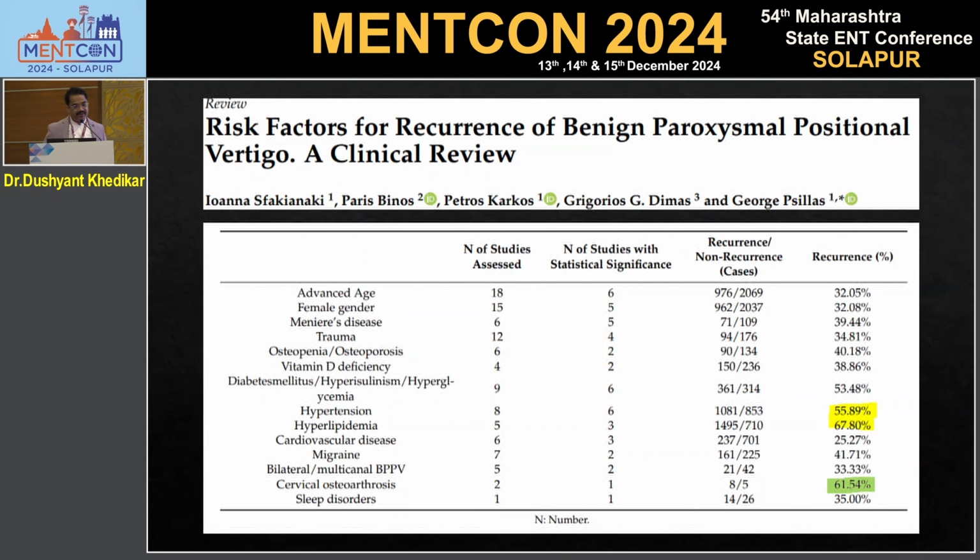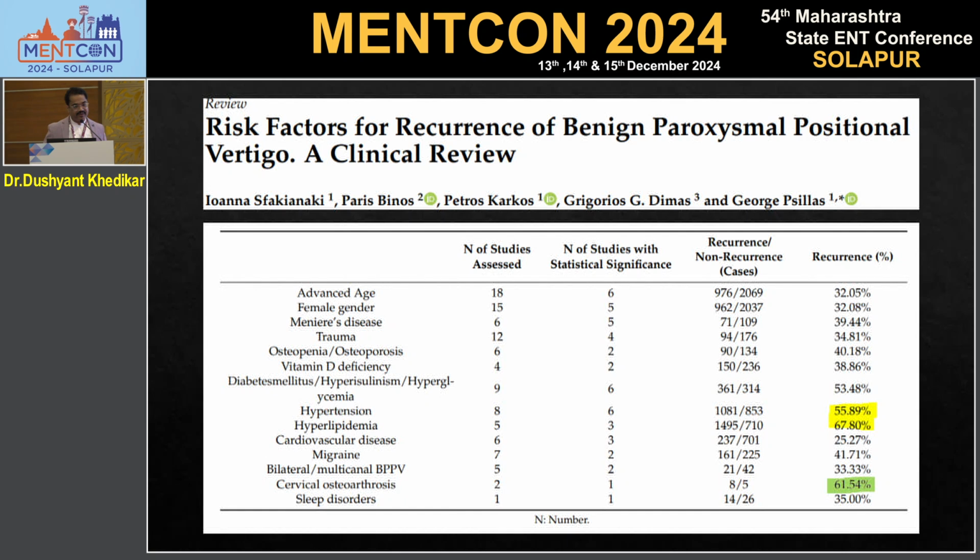So now this was a mega review. Almost 40 odd studies were included in this review, and more than 13,000 patients were examined. What was seen is that the most common causes of recurrences were hyperlipidemias, hypertension, and cardiovascular risk factors. Second to it was cervical osteoarthritis, and then came advancing age, female gender, Meniere's disease, and other causes.